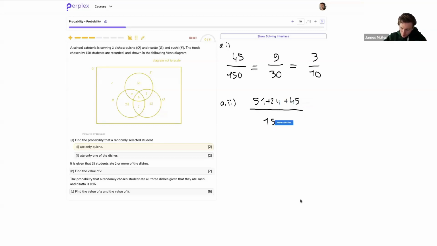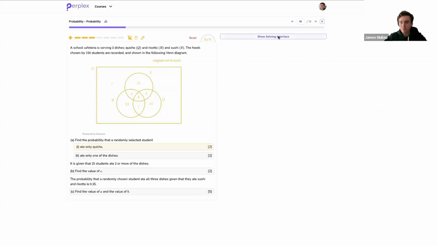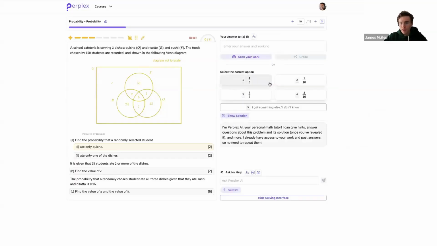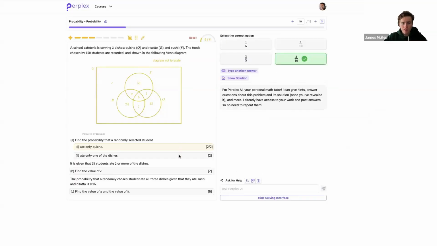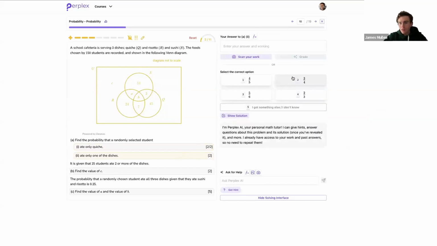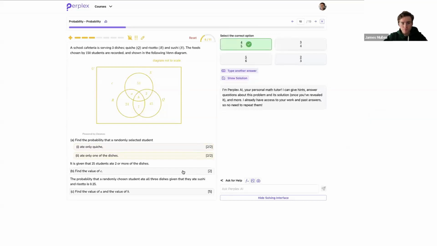divided by 150. And 51 plus 24 is 75, plus 45 is going to be 120 over 150, which is 12 over 15. Divide both of those by 3, it's 4 over 5. Okay, so 4 over 5, not 4 over 4. Okay, let's check these off. We found 3 over 10 and 4 over 5.